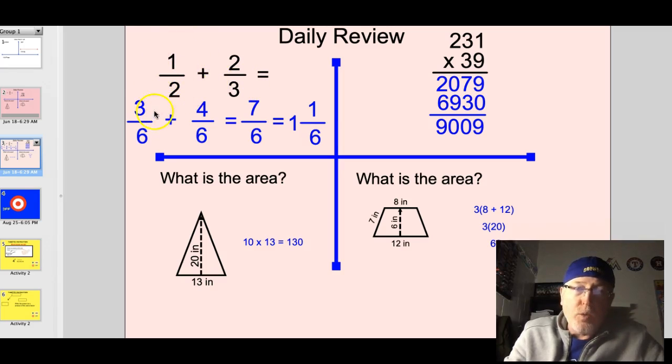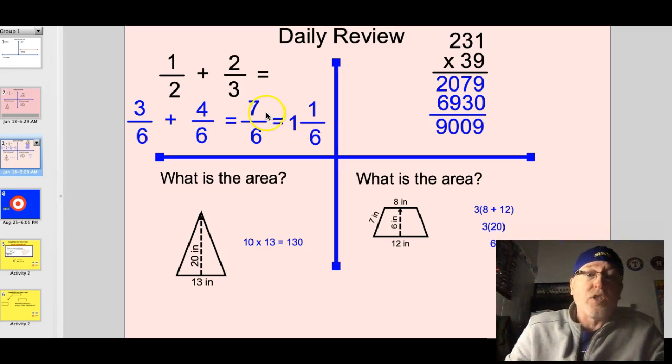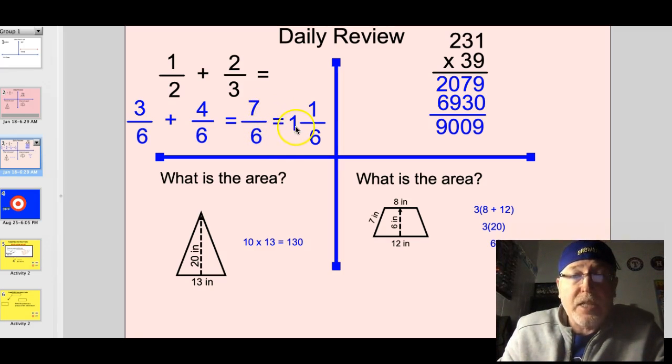So we change 1/2. We rename that as 3/6. We change 2/3 and rename it as 4/6. We add the 3 plus the 4, we have 7/6, and that is an improper fraction. So if we take 7 and we divide it by 6, we can get that down to 1 1/6.